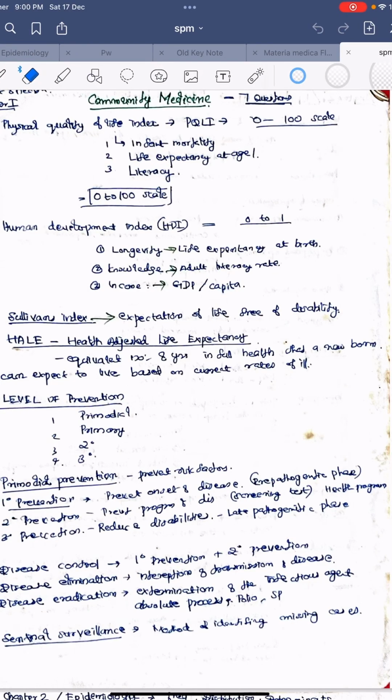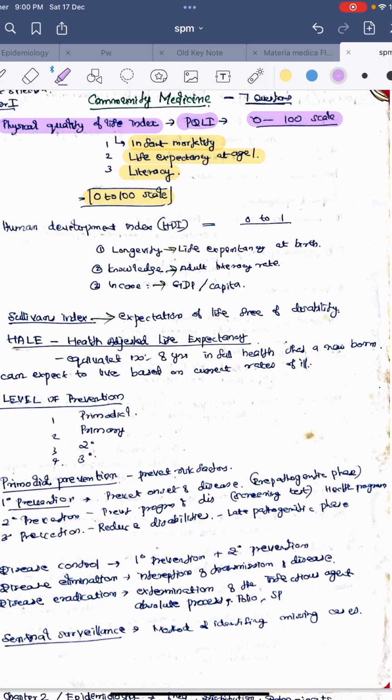So community medicine. The first concept is the Physical Quality of Life Index, or PQLI. It scales from 0 to 100. What are the parameters that we consider in the Physical Quality of Life Index? One is infant mortality, two is life expectancy at age 1, three is literacy. So its scale is from 0 to 100.